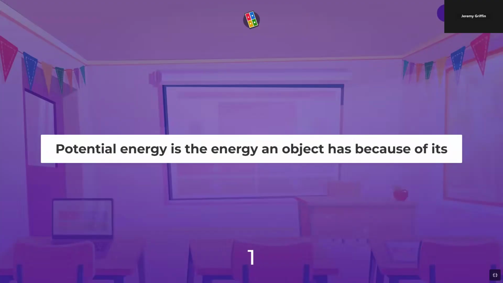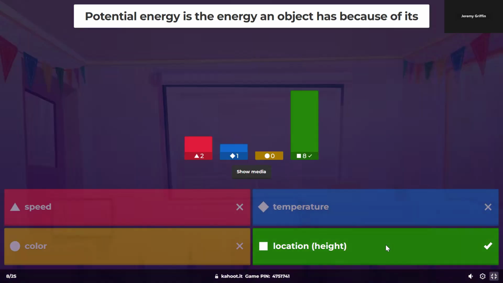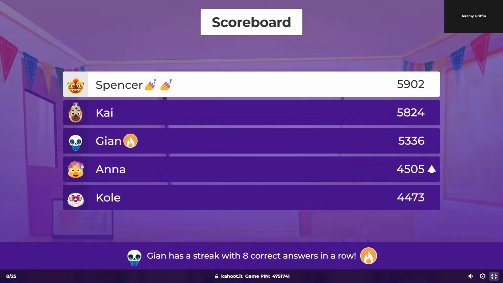Potential energy is the energy an object has because of its location, height. I remember the localized version went mgh, and the more universal form is negative GMm over r. So it has to do with where it's located, nothing to do with how fast it's going. That was kinetic energy. This blue one somebody picked is thermal type energy, which is another form.